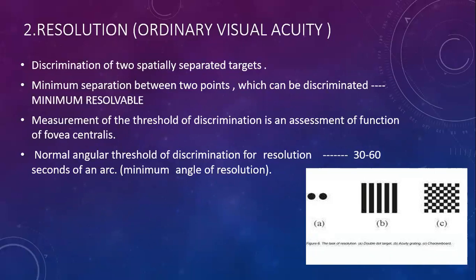Normal angular threshold of discrimination for resolution is 30 to 60 seconds apart. This is the minimum angle of resolution, called the minimum angle of resolution. So to see or to discriminate something, the minimum angle is 30 to 60 seconds. Remember this one for short questions. To identify an object, you need 30 to 60 seconds apart to see it.